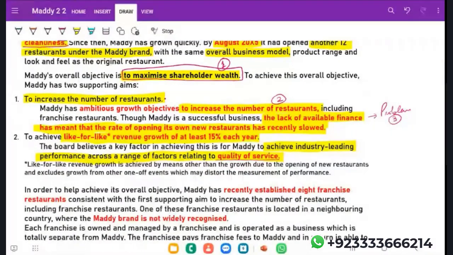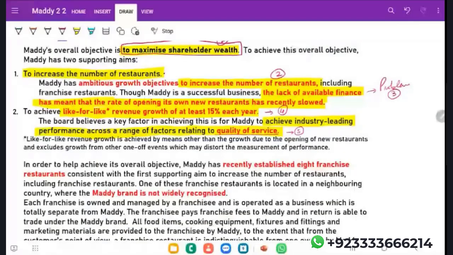Okay. Then at least 15% a year, right? So 15% is the fourth thing which should be present in your report. And the board believes that a key factor in achieving this is for Medi to achieve industry-leading performance across a range of factors relating to the quality of service. The quality of service is the fifth probable KPI, I mean CSF, which should be available in your performance measurement report. So these are a few things which must be part of your strategic performance report.